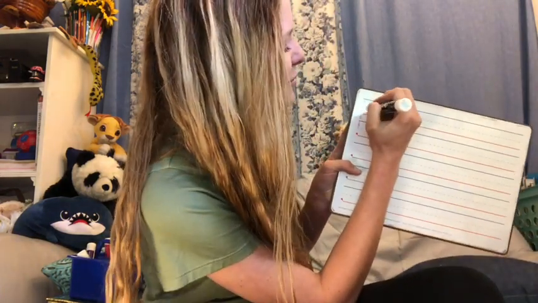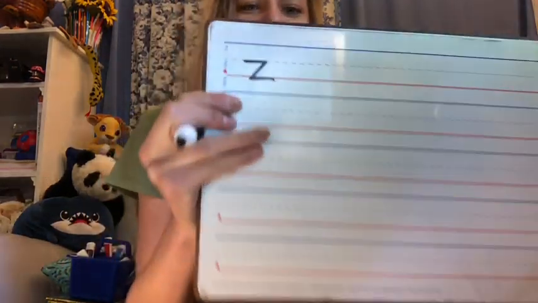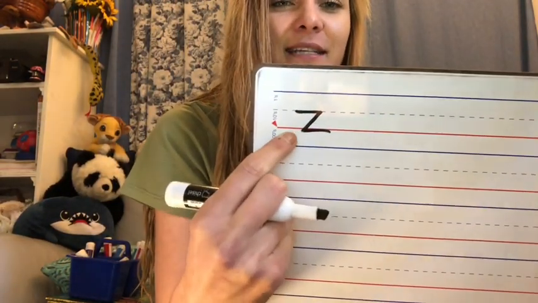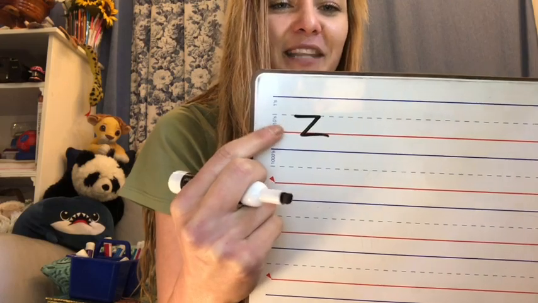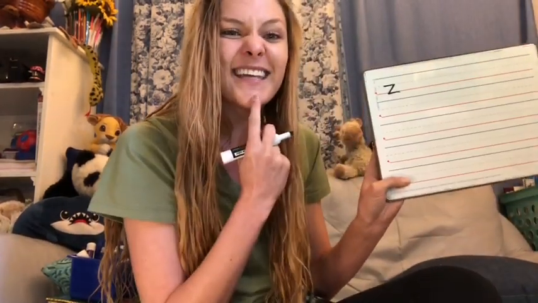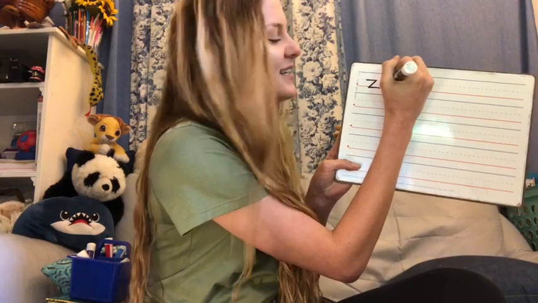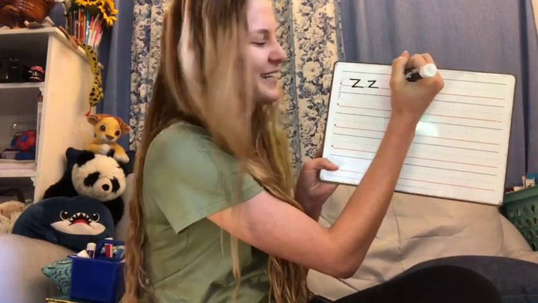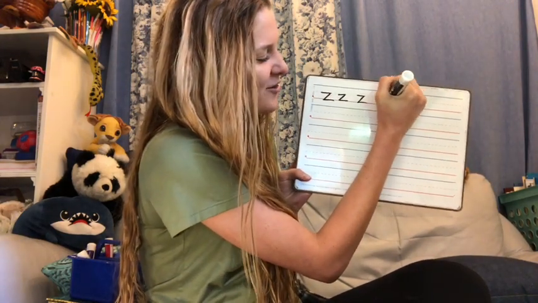For the last one, we have the letter Z. And for Z, we go like this. Across, down, across, Z. And on paper, it looks like this. Across, down, across, Z. With lowercase z, make sure you're remembering to stay below the dotted line. Let's do it a couple more times. Say it out loud with me. Across, down, across, Z.